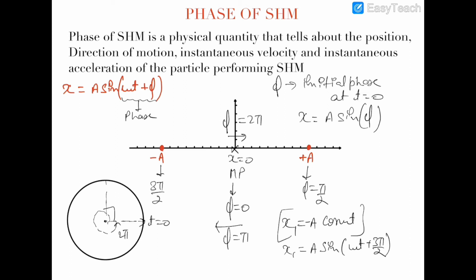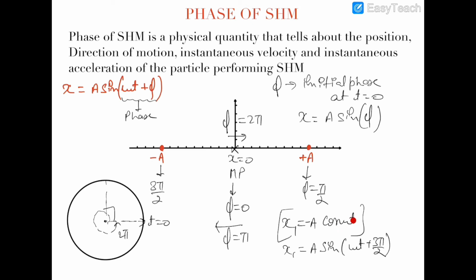So this says that the initial phase of this particle was 3 pi by 2, and this 3 pi by 2 phase is the phase of the position x equal to minus a. So we can conclude that this particle was at x equal to minus a initially, at t equal to 0, which can also be deduced by substituting t equal to 0 in this equation.